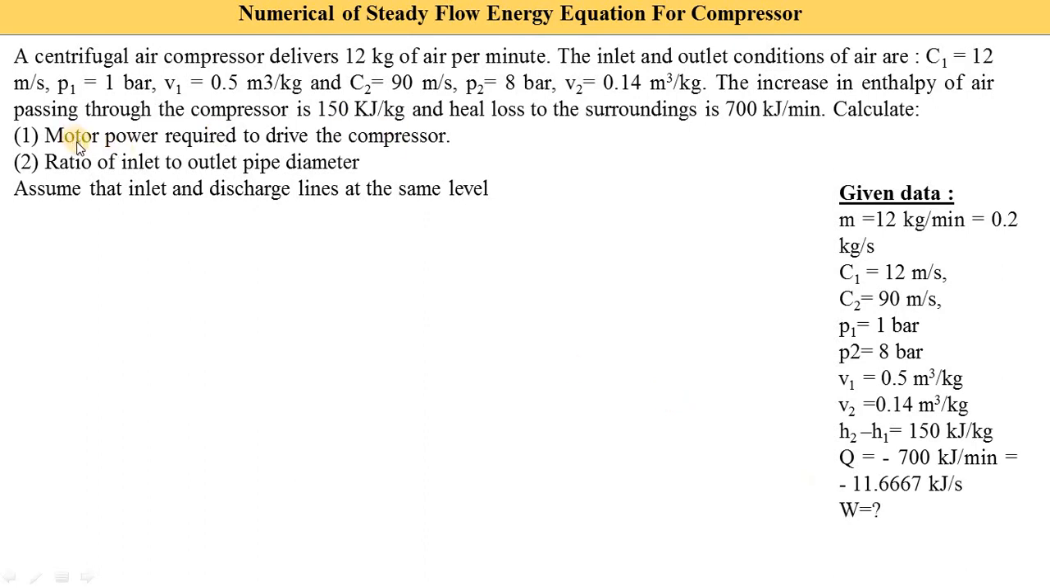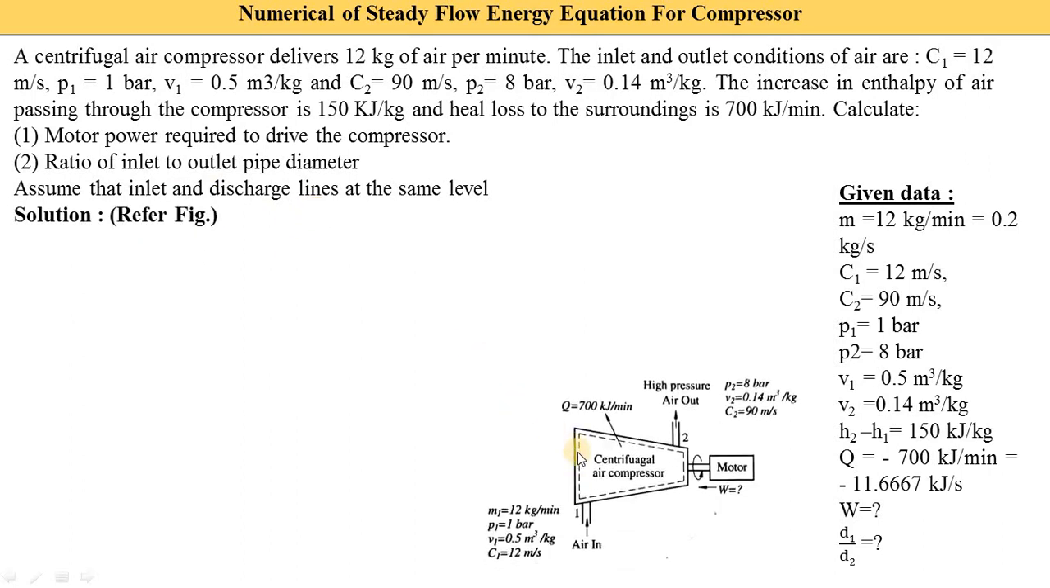Then we need to calculate the motor power required to drive the compressor, means we need to find out this work done. And second, the ratio of inlet and outlet pipe diameter. So we know that the inlet pipe diameter notation is D1 and the outlet pipe diameter notation is D2. So we need to find out D1 upon D2. Here it says to find out the ratio of inlet and outlet pipe diameters. Assume that inlet and discharge lines are at the same levels, means Z1 is equal to Z2. Now we solve this example.